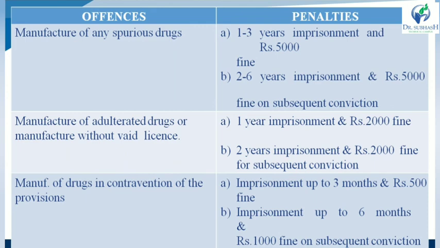Last one, manufacturing of drug in contravention of provisions. So if a drug breaks any type of rule or regulation during manufacturing, what are the penalties? Imprisonment up to 3 months and Rs 500 fine. And if you repeat the same mistake, imprisonment up to 6 months and Rs 1000 fine on subsequent conviction.